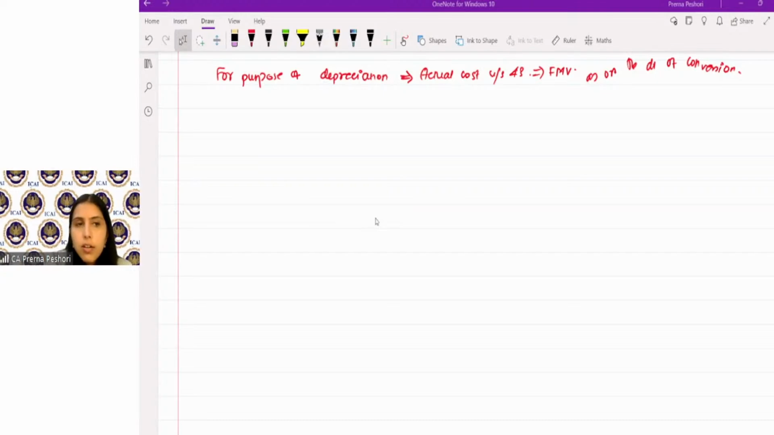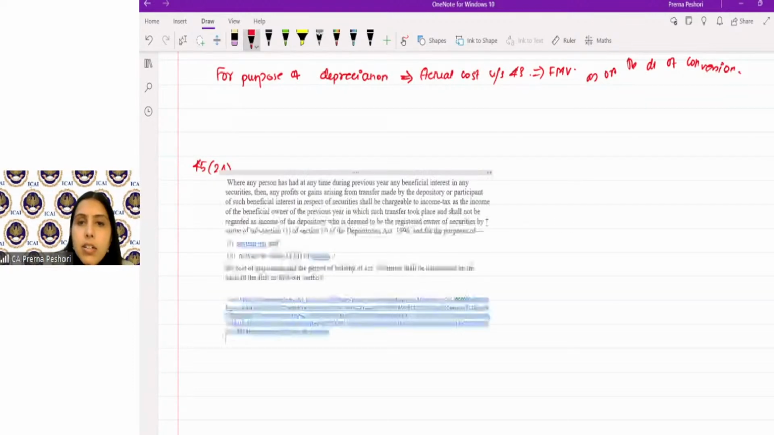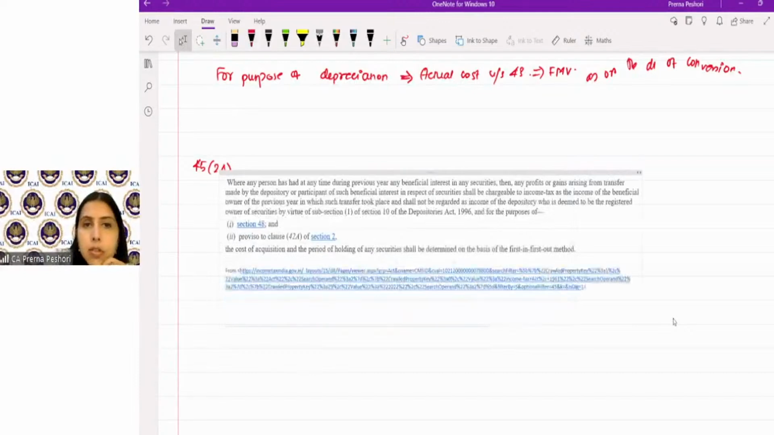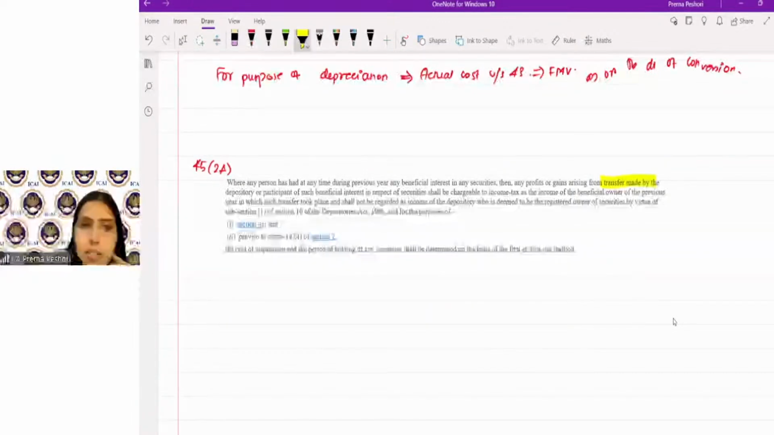So here, when I'm keeping my securities with the demat holders, right? The depository accounts. So 45(2)(a), what does it provide? It says that where any person has, at any time during the previous year, any participant of such beneficial interest in respect of such security, it shall be chargeable to income tax as the income of the beneficial owner of the previous year in which the transfer took place, and shall not be regarded as income of the depository who is deemed to be the registered owner of the securities.